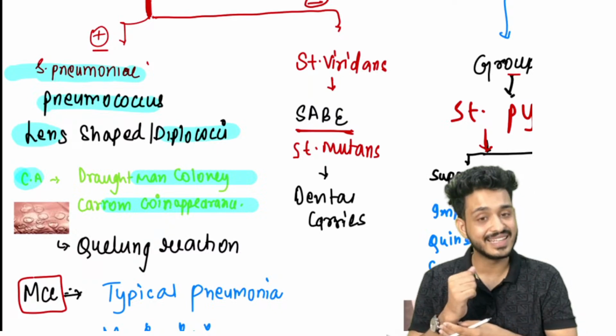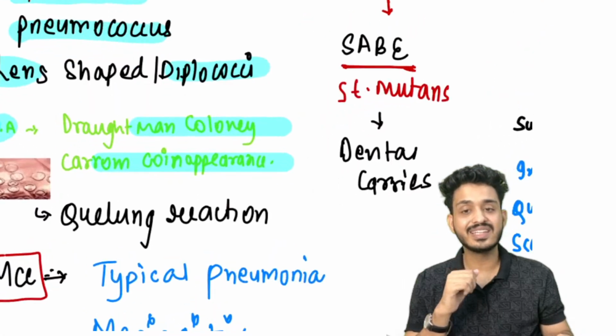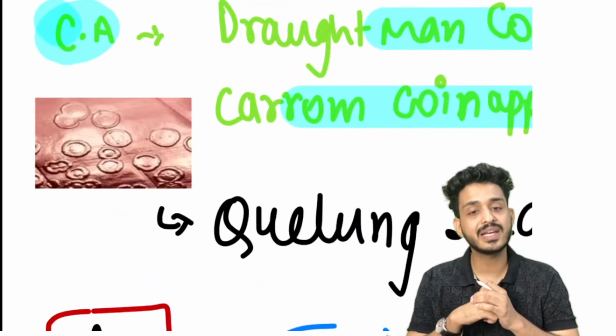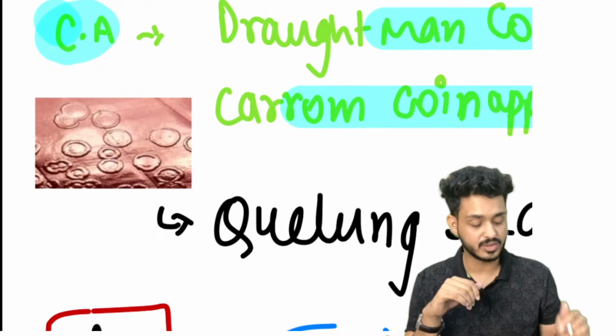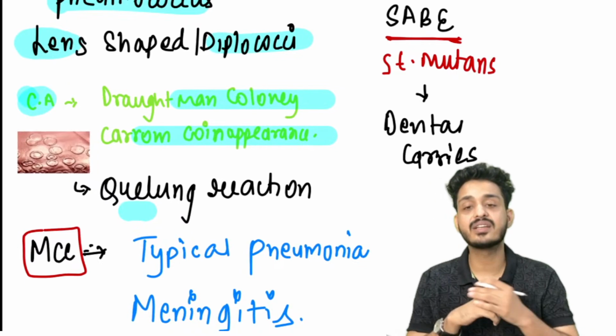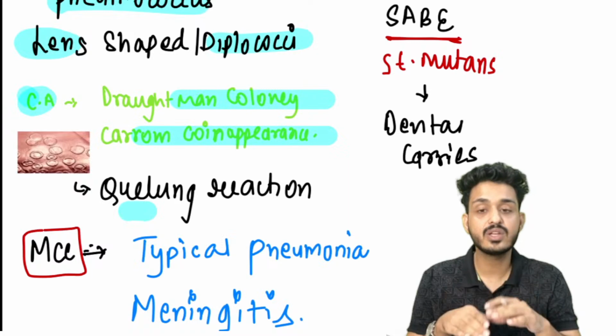The shape will be lens shaped, okay, and it will be diplococci. Important thing, on chocolate agar, it will be giving a specific appearance. This is known as Trotman like colony or carom coin appearance. We are already studying a reaction. We are also having a reaction that is known as Quellung reaction. It is a capsulated bacteria, so it will be having Quellung reaction.